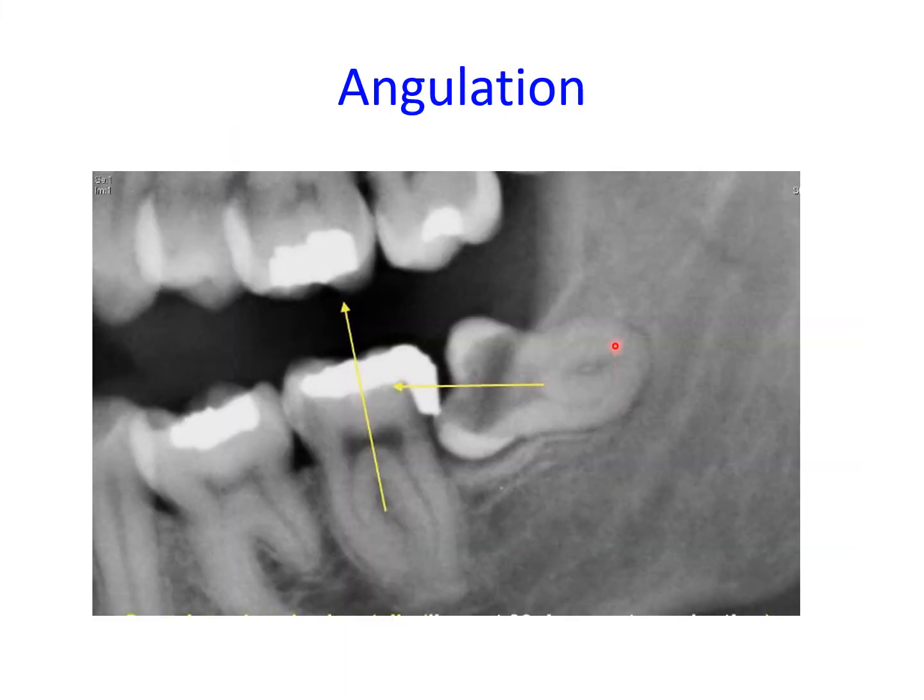Similarly, for horizontally impacted wisdom teeth, if you were to draw an imaginary perpendicular through the furcation of the roots of the 7 and the 8, they would meet at right angles, which is indicative of a horizontal position of the impacted wisdom tooth.